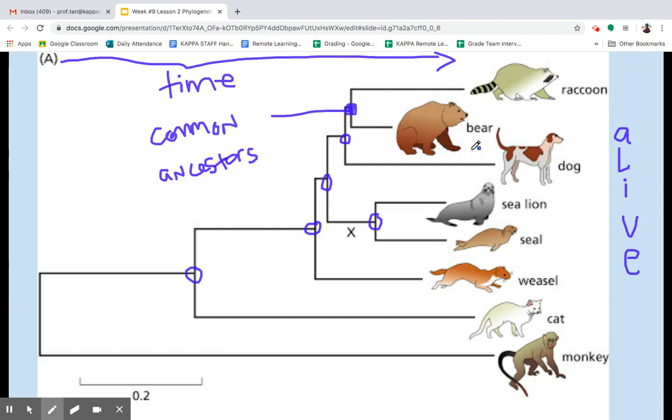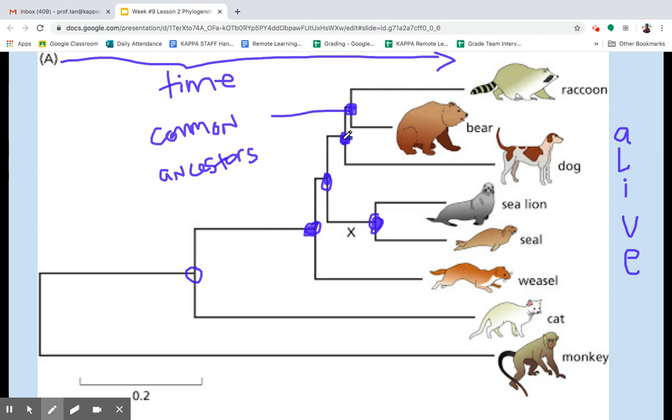The dog and the bear and the raccoon share a common ancestor too, which is a little bit more in the past. You can see it's behind this first dot. And let's look down here. A sea lion and a seal also share a common ancestor, which was right here. And a weasel shares a common ancestor with this whole group of animals over here.